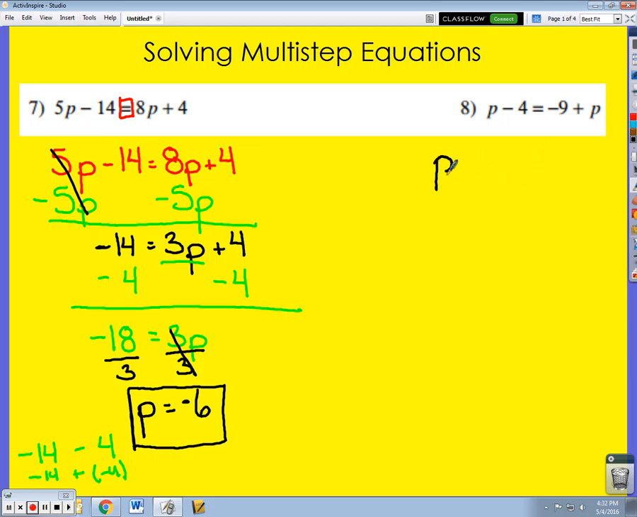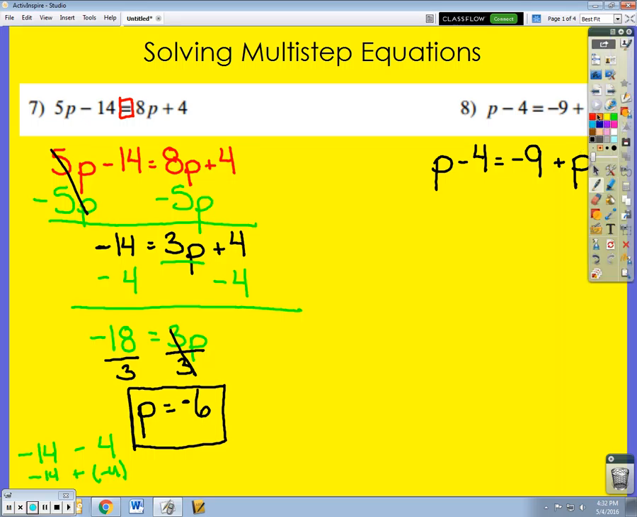So we have p minus 4 is equal to negative 9 plus p. Go ahead and write that one down for yourself. Alright, I'm going to pause the video and try to solve that. Okay, now that you're back, let's take a look at this one.